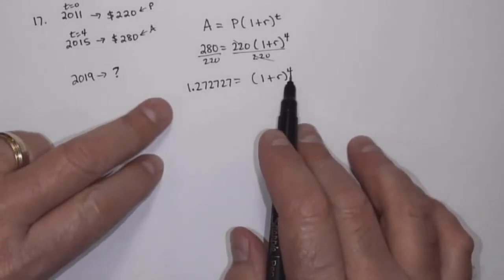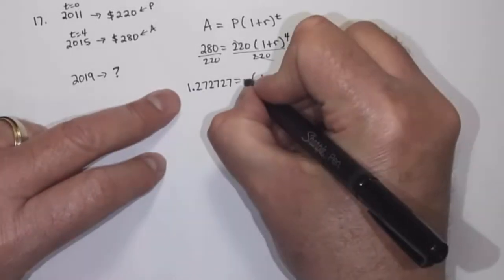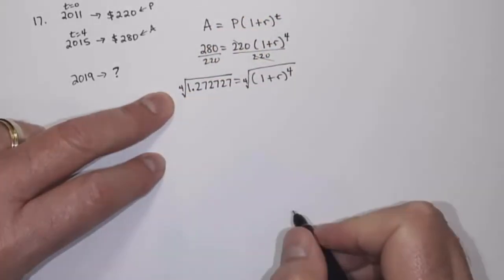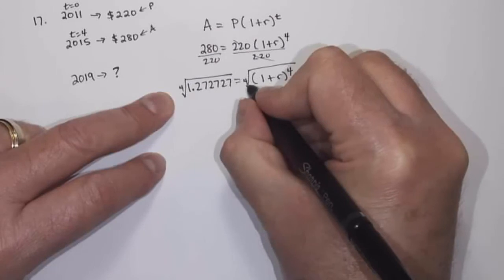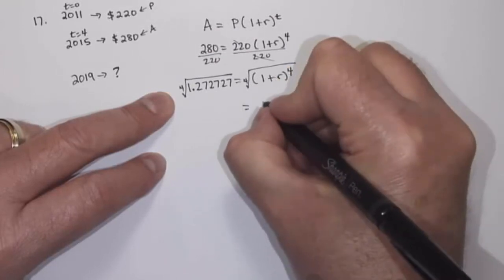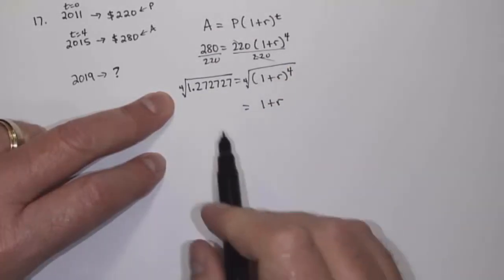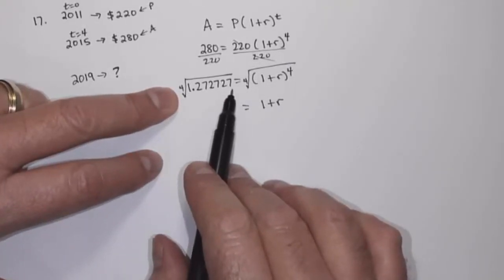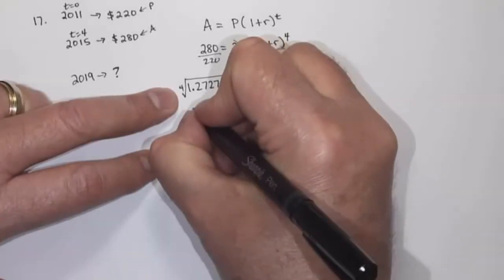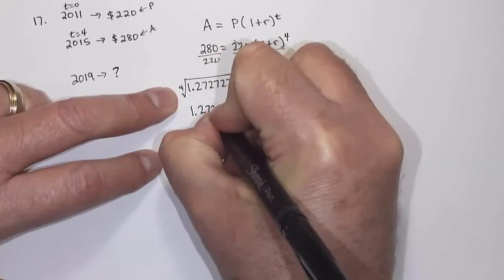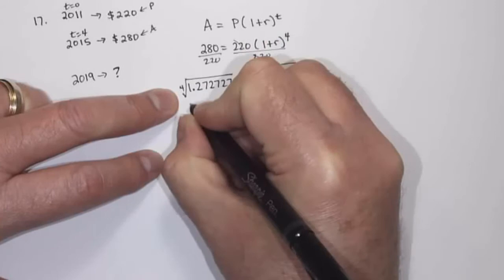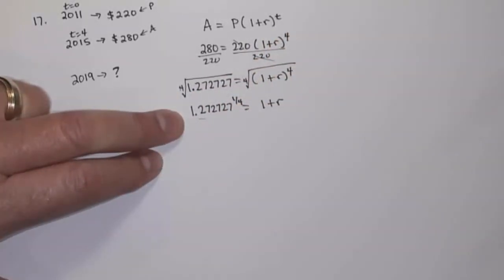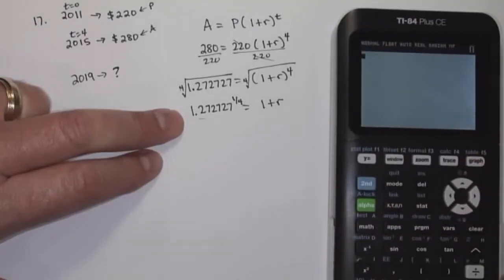To solve for r, I need to get rid of that 4th power. So I can do that by taking the 4th root of both sides. So on the right-hand side, the 4th root of 1 plus r to the 4th power will just be 1 plus r. On the left-hand side, I need to figure out what's the 4th root of 1.272727. Well, remember, we've learned that the 4th root of this is the same as this raised to the 1/4 power, and so that's what I'm going to do on my calculator.